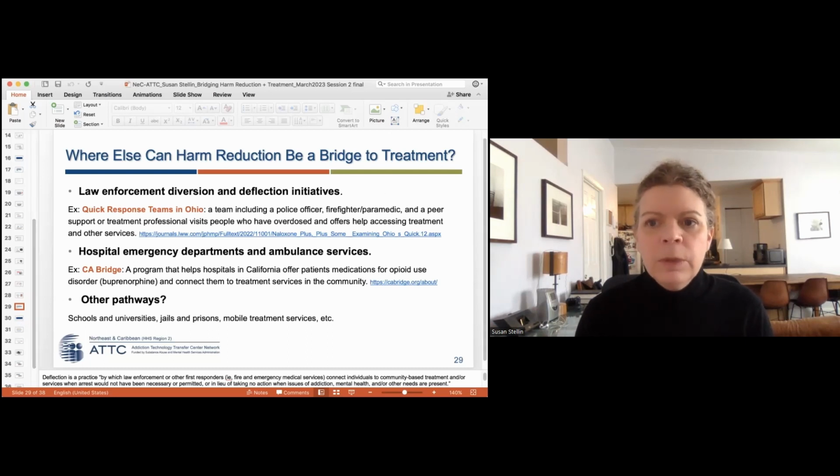What other words can we use for syringes? Often "new" is used, or just "syringes," sometimes "sterile." Any questions or comments?